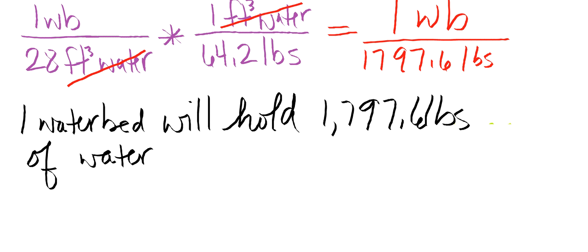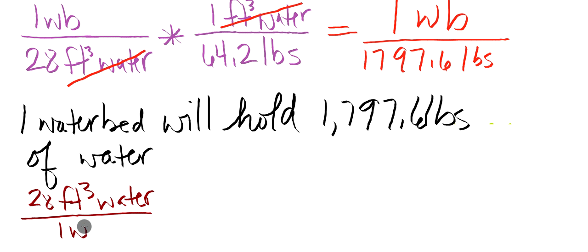Right now that we can see our completed work on top and our problem statement, I'd like to readdress this problem again one more time because I did say it doesn't really matter the way we set up our fractions. For instance, I could have said that 28 feet cubed of water was in the numerator and one waterbed goes in the denominator. And so thinking about my equations that I set up, I still need feet cubed of water to be canceled out as I approach this problem.